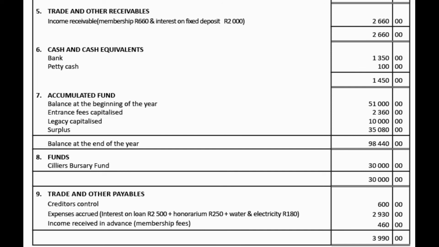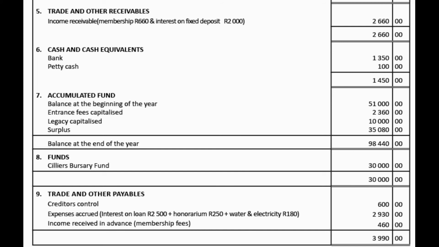Accumulated fund. What was the balance at the beginning of the year? You can look at the accumulated fund account that you were supposed to open. The balance at the beginning of the year was 51,000. Then there were entrance fees capitalized. If you look at your accumulated fund account on the credit side, you'll see the entrance fees, 2,360. You will also see the 10,000, which you transferred from the legacy account. So that is that 10,000.